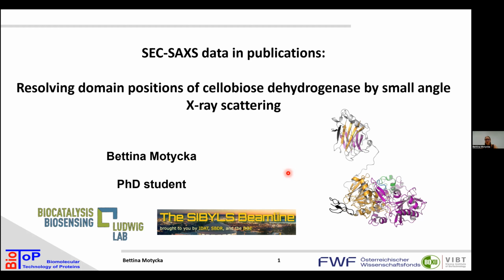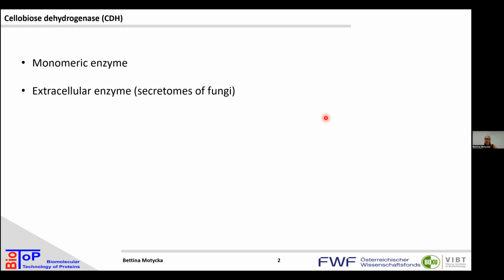First of all, why are we interested in this enzyme cellobiose dehydrogenase? It is an electron transferring enzyme, and it plays an important role in biomass degradation, or more precisely, in lignocellulose degradation. It's also found in biosensor applications or in the production of biofuel. So there are lots of applications, especially in the field of renewable energy. Now to have a closer look at this enzyme, it is a monomeric enzyme which is extracellularly produced in the secretomes of food-degrading fungi.